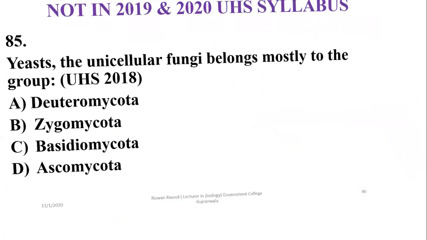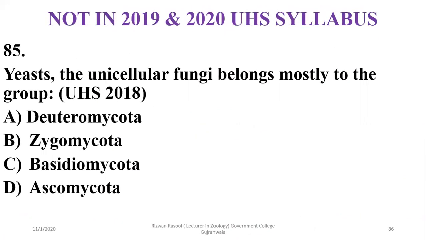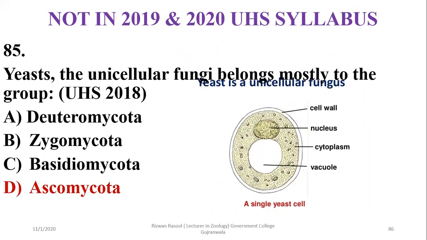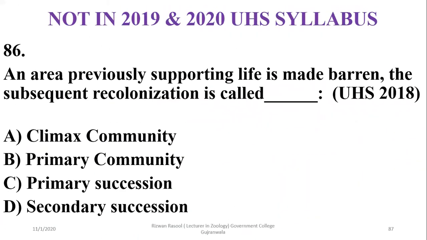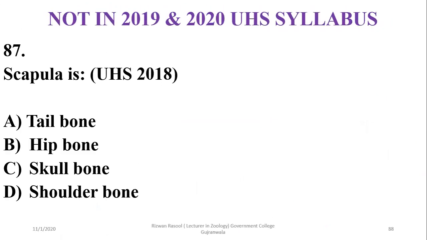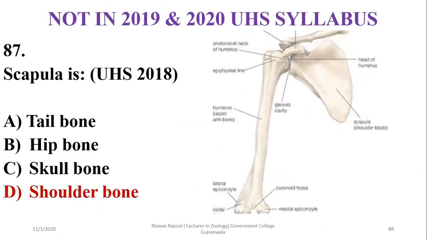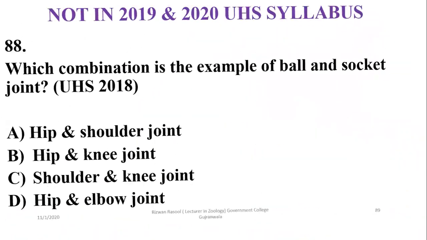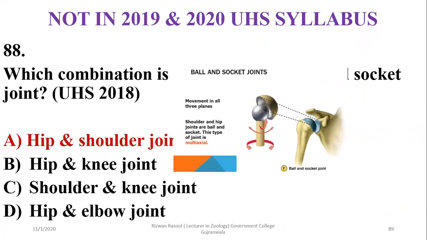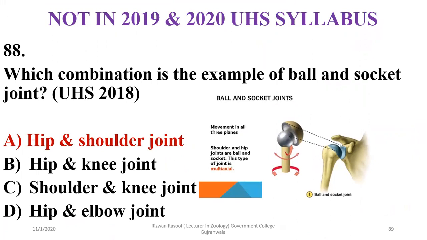Number 85, yeast, a unicellular fungi, belongs to the group Ascomycota or Ascomycetes. Number 86, an area previously supporting life is made bare. The subsequent recolonization is called secondary succession, as in the case of a forest fire. Number 87, scapula is the shoulder bone or bone of the shoulder plate. And the last question in this paper was, which combination is the example of ball and socket joint? Ball and socket joints are found in the pectoral girdle as well as in the pelvic girdle at hip and shoulder joints.